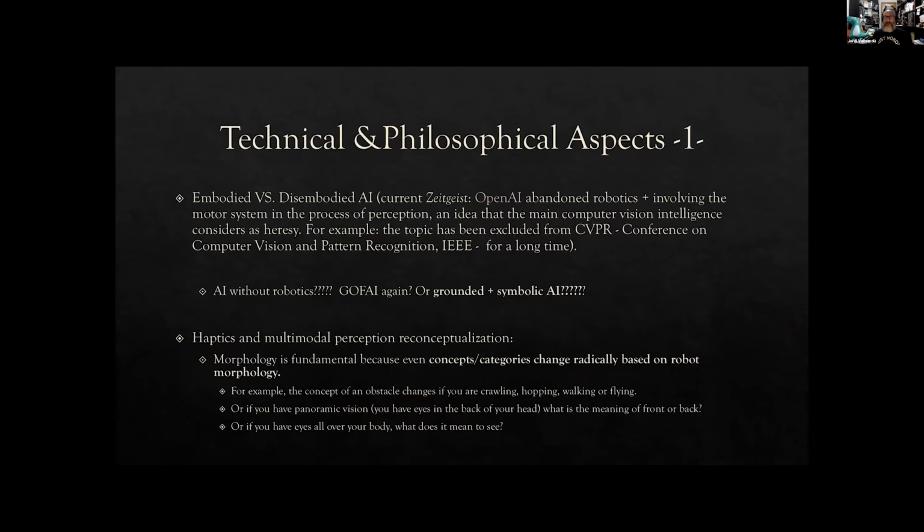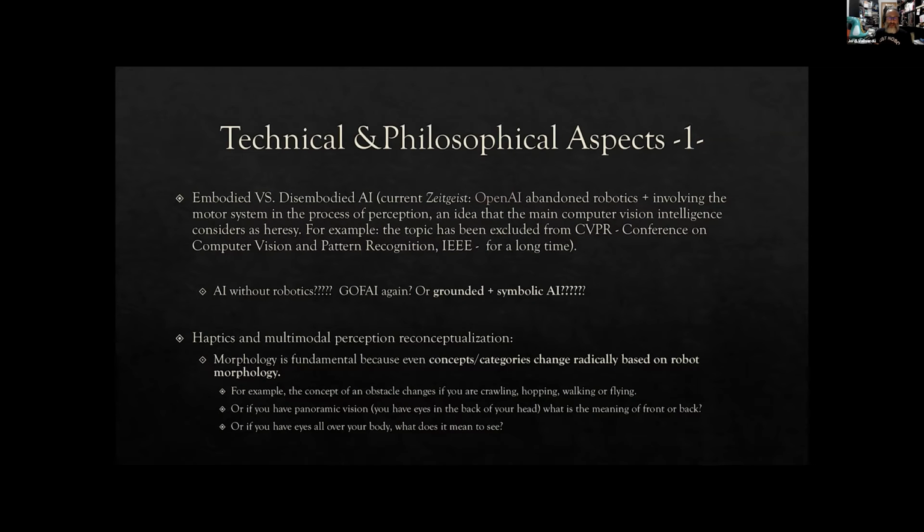At this moment, OpenAI is abandoning robotics, and also the involvement of the motor system in the process of perception is considered not necessary. Even in areas like artificial vision, these kinds of approaches were excluded from the most important conference, the Conference on Computer Vision and Pattern Recognition. So it's like talking about artificial intelligence without robotics, talking about symbolic AI only, without the combination of grounded. Grounded cognition is offering plenty of powerful solutions to daily and basic cognitive performance and activities. So how could we combine these kinds of thinking?